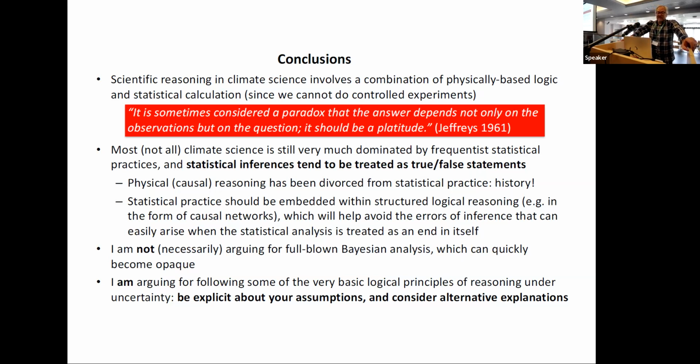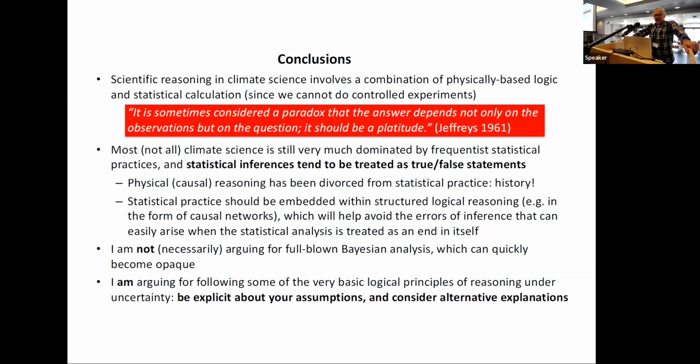The divorcing of physical reasoning, or causal reasoning, from statistical practice goes back in history. I think Laplace combined them, but then in the late 19th century and especially early in the 20th century, UCL, I think, bears a lot of responsibility for this, has divorced physical reasoning from statistical practice. And I think statistical practice has to be embedded within structured logical reasoning, for example, in the form of causal networks.